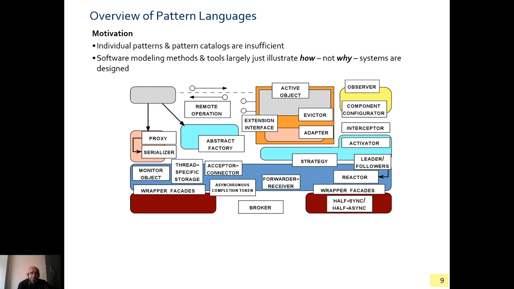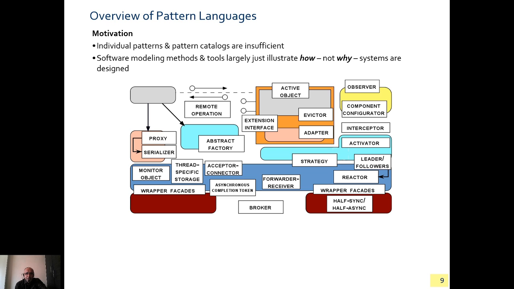Overview of pattern languages. Individual patterns and their catalogs are insufficient, so they illustrate how it could be done, not why it has been done in that way. So you can see there are multiple patterns which are being indicated here: active object, evictor, adapter, strategy, forwarder, receiver, acceptor, connector. Just see to it that the name has been given in such a way that one can understand it very, very easily.